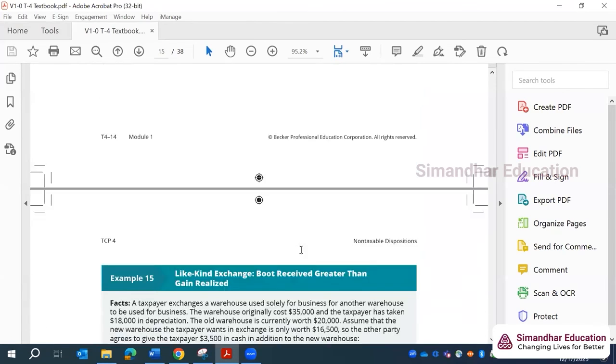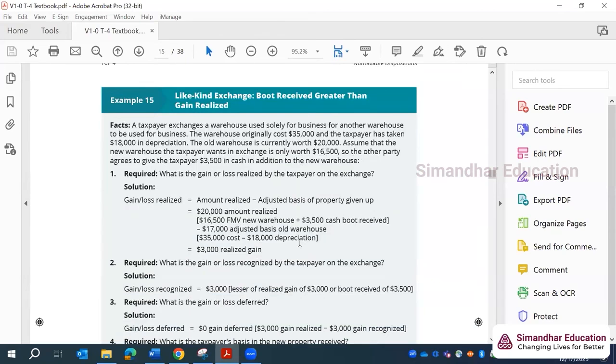Okay. Now, let's look at example number 415, where we have boot involved. So I have a warehouse of 35,000. I've taken a depreciation of 18,000. Current value of the warehouse I will ignore. The taxpayer gets a new warehouse, which is worth 16,500, and also he gets $3,500 in cash. Okay. So first of all, does this transaction qualify for a like-kind transaction? The answer to that is yes.